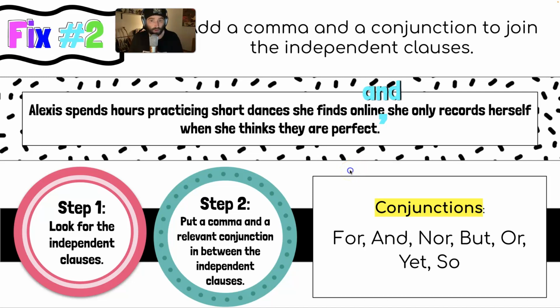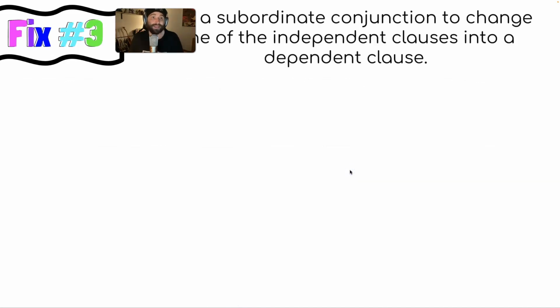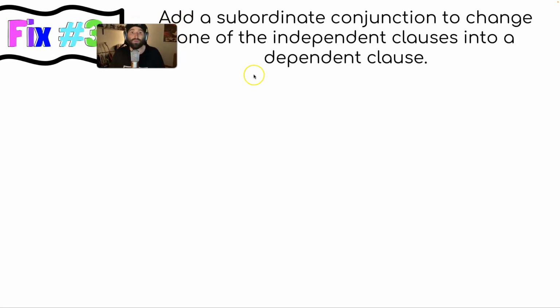Our last way to do this is the hardest way. And this is when you add a subordinate conjunction, which we have not learned, to change one of the independent clauses into a dependent clause. Now I'm going to show you this one. I don't expect you to do this one right off the bat, but some of you might be ready for it. And if you are, I want you to just go guns blazing and just go right into it.